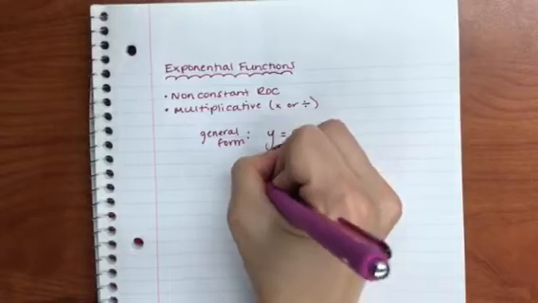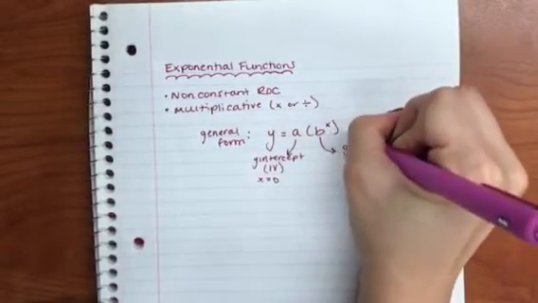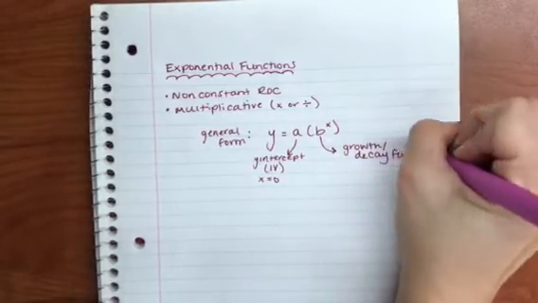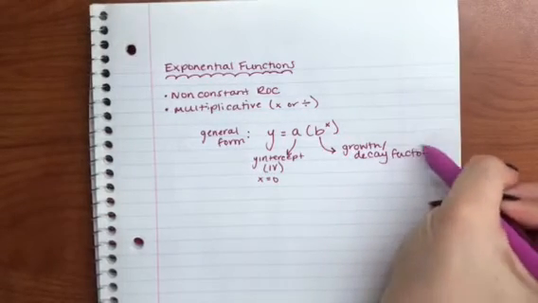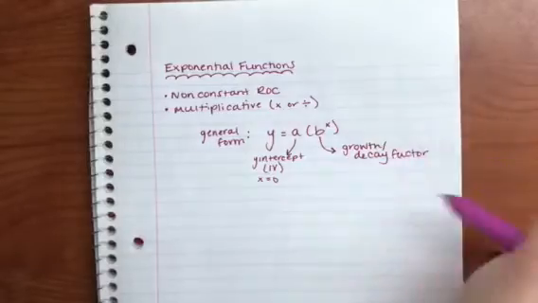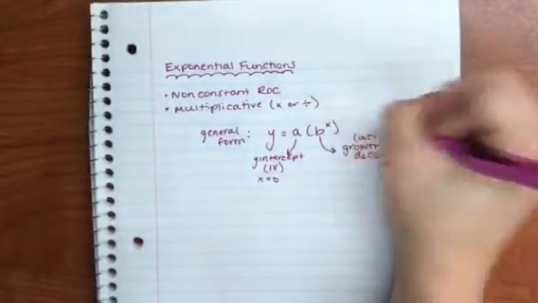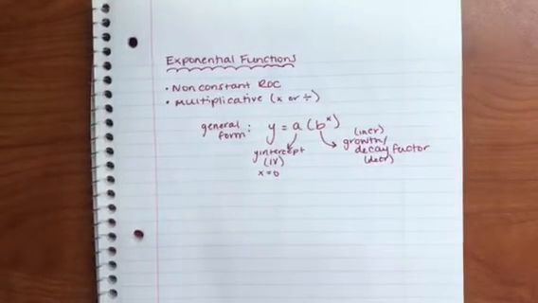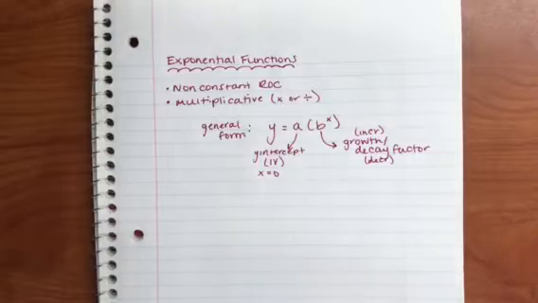So we know that that's when x equals 0, and b is going to be something called our growth or our decay factor. This is the amount that we multiply by or divide by repeatedly in order to change. Growth would be a function that is increasing, and decay would be a function that is decreasing. So what we want to be able to do is find both the y-intercept and the growth factor in order to create an equation.